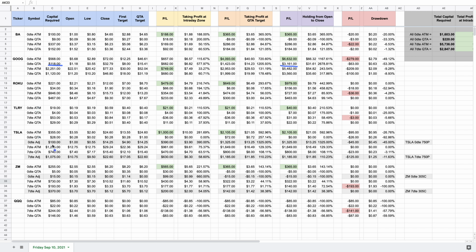If we look down at Tesla, the one that was pretty impressive, buying the at the money, which costed $355, by close was going for $2,000. So you're talking about almost a 600% return on your investment. And all you had to do was just hold, being down 95 cents or $95.